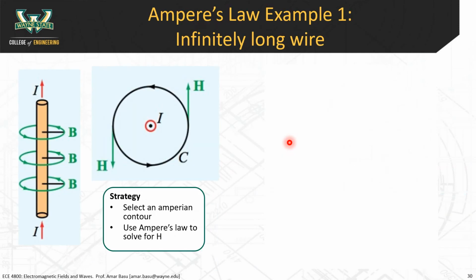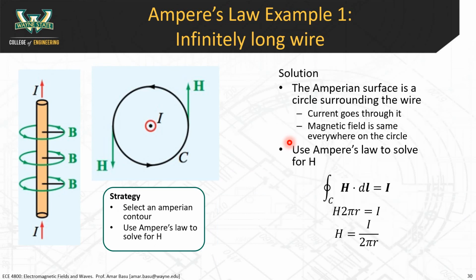All right, so Ampere's law, applying it to an infinitely long wire. I'm just going to show you the solution in the interest of time. The question is: what is the magnetic field coming from an infinitely long wire? We chose an Amperian contour, a uniform circle going around where the current is flowing. Now the second step is using Ampere's law to solve for H.